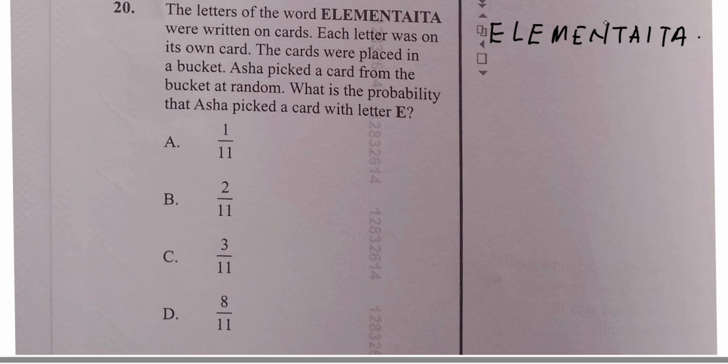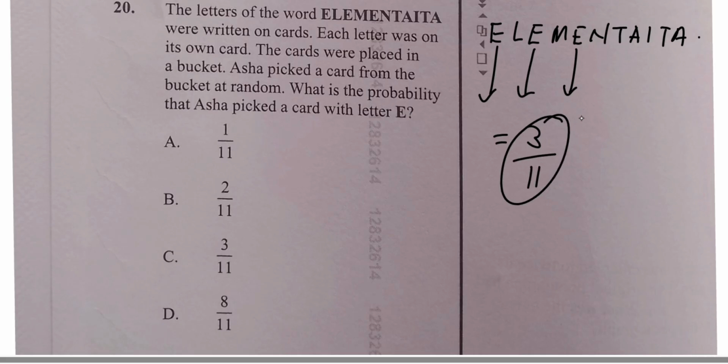The cards were placed in a bucket. Asha picked a card from the bucket at random. What's the probability that Asha picked a card with letter E? So we have 1, 2, 3, so we have 3 letters E. So 3 out of 11. The total letters are 1, 2, 3, 4, 5, 6, 7, 8, 9, 10, 11, and 3 of them are just E's. So 3 over 11, that's your probability.